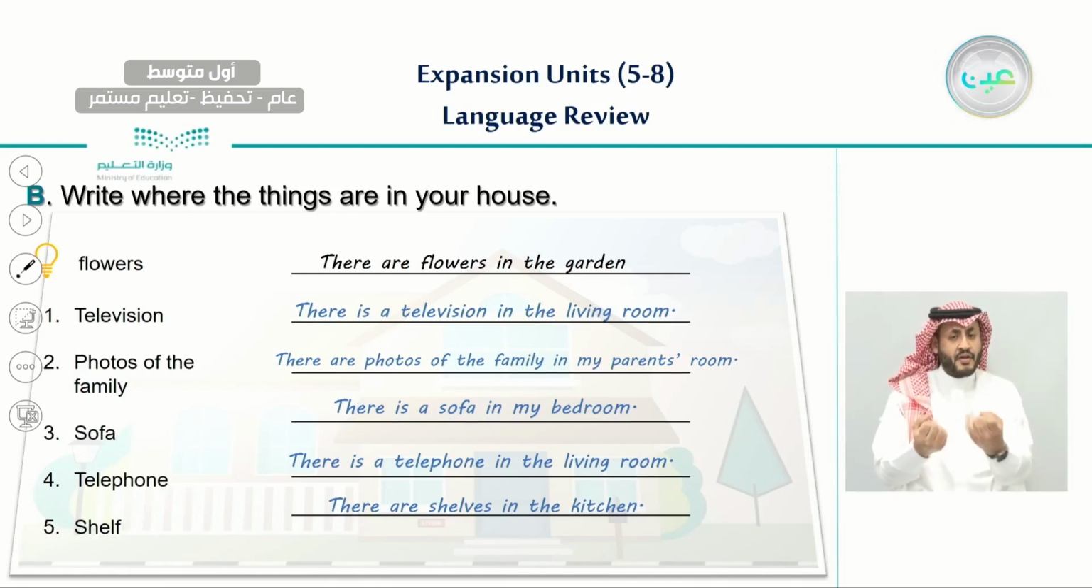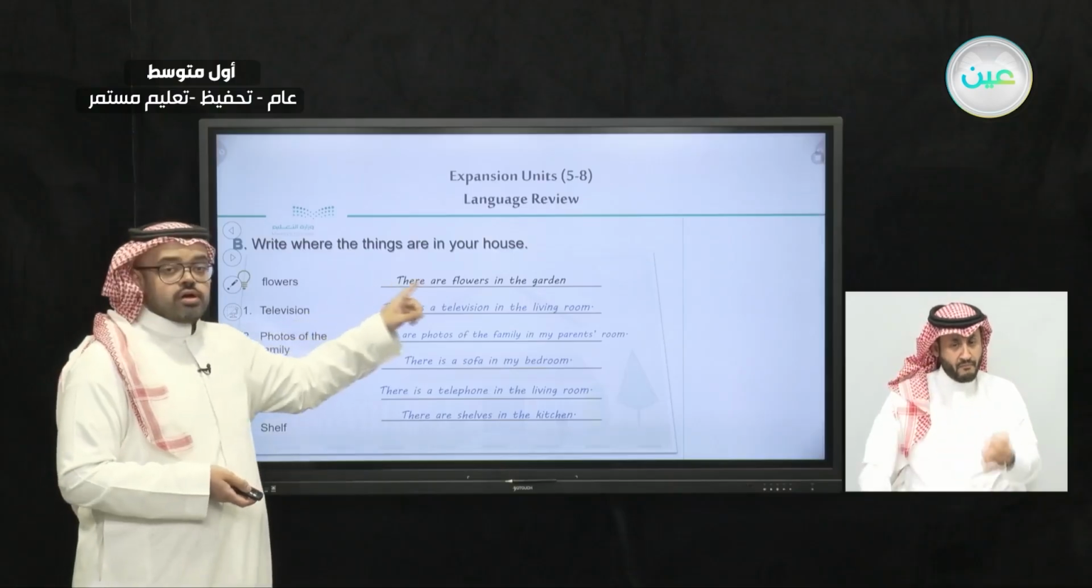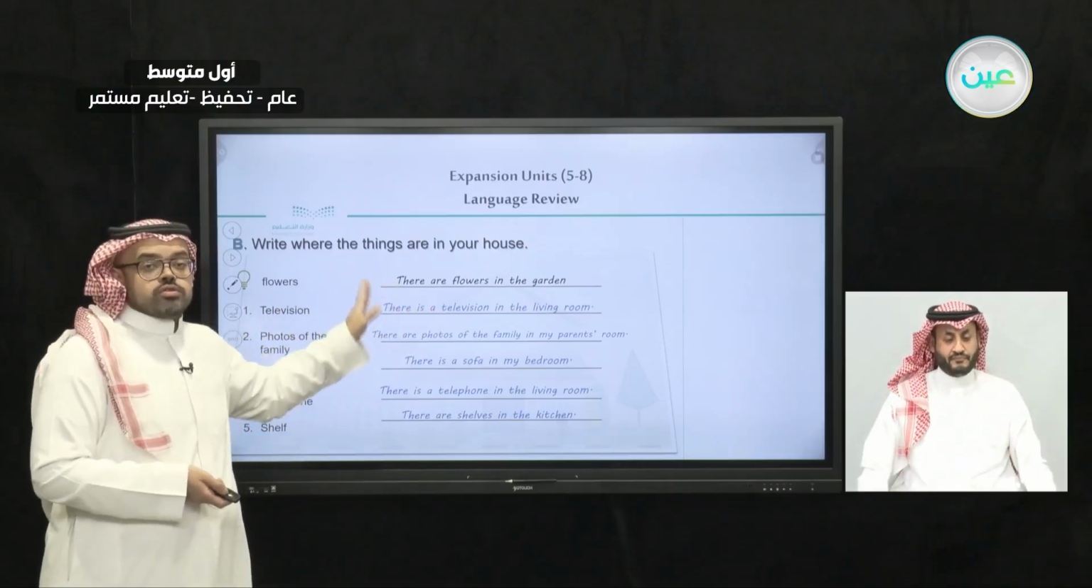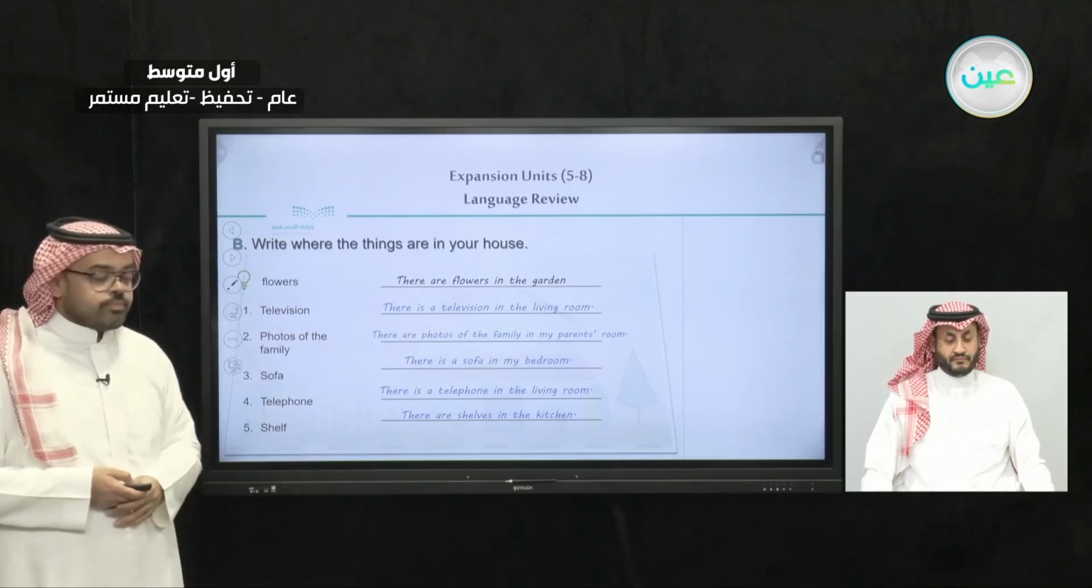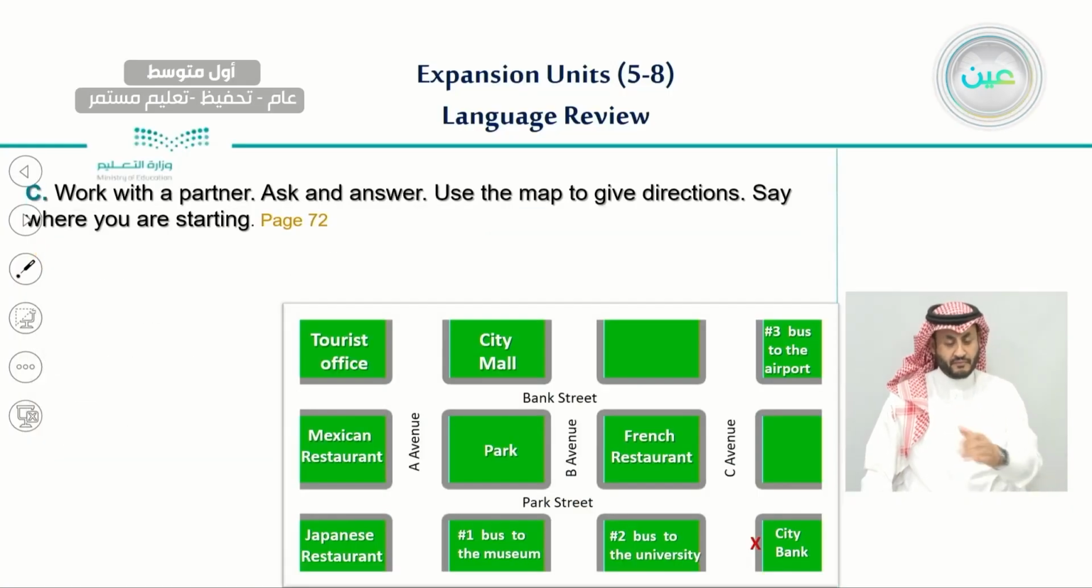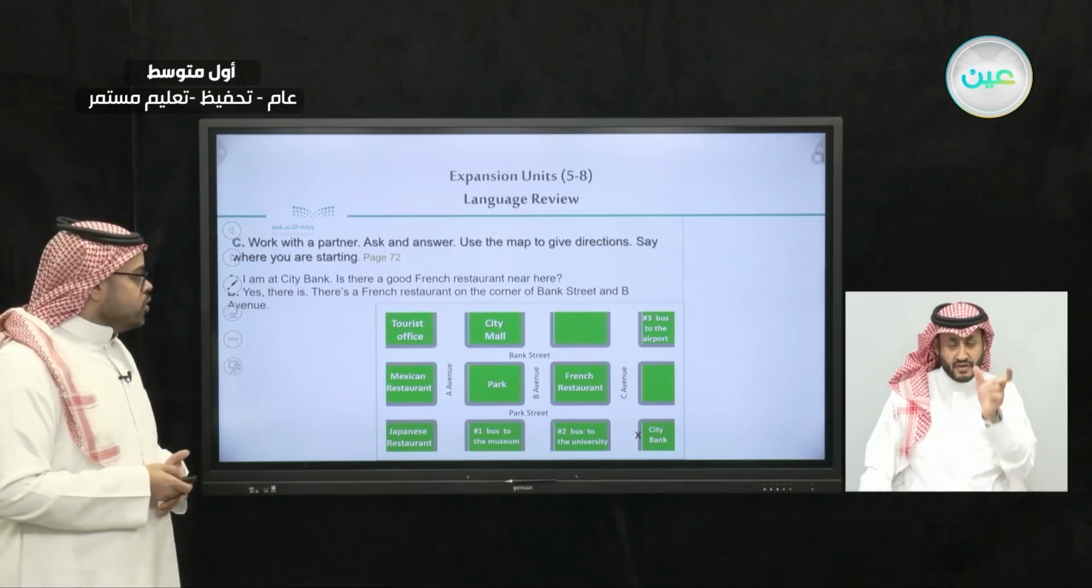So here, just read those items, read those things, and tell us where they are. If you have more than one of them, you can start your answer by "there are." If you have only one thing, you start your answer by "there is." Now, on page 72, you can see a picture or a map. Work with a partner, ask and answer. Use the map to give directions and say where you are starting. And here you have an example that is already written in your book.